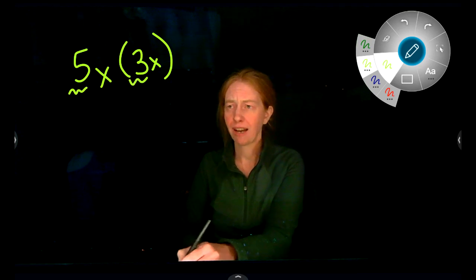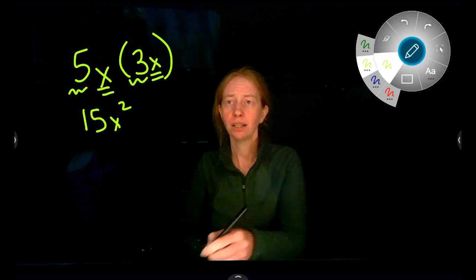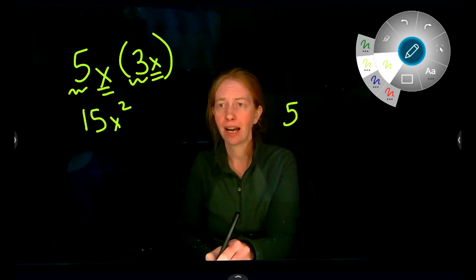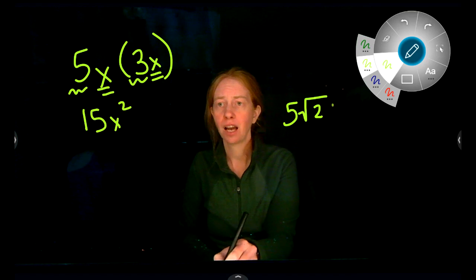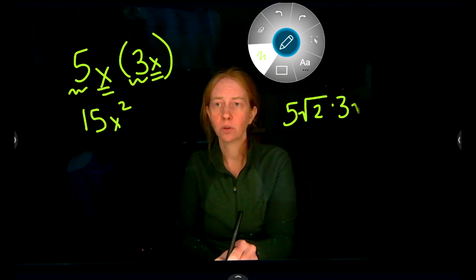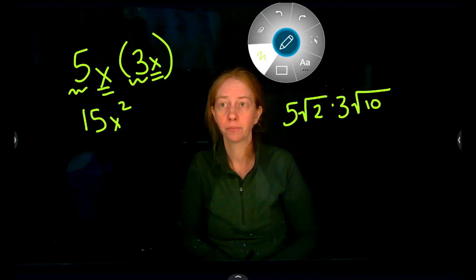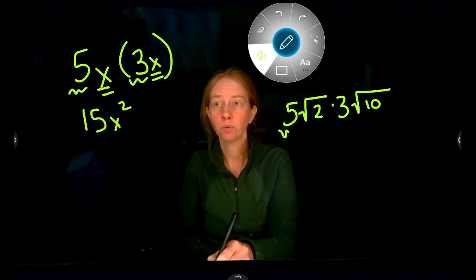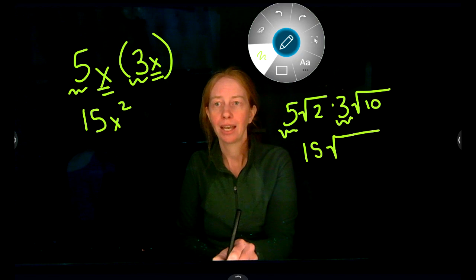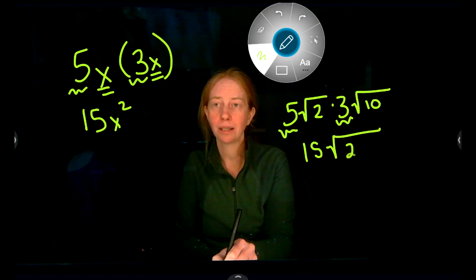When we do this, we multiply the 5 times 3 is 15. And we multiply the x times the x, which is x squared. Okay, now if we had radicals, let's say 5 square root of 2 times 3 times the square root of 10. Let's do that one. Okay, so we're going to do the same thing. We're going to multiply the coefficients, the numbers out front. 5 times 3 is 15. And we're going to multiply the things that are inside the radical. So 2 times 10 is 20.